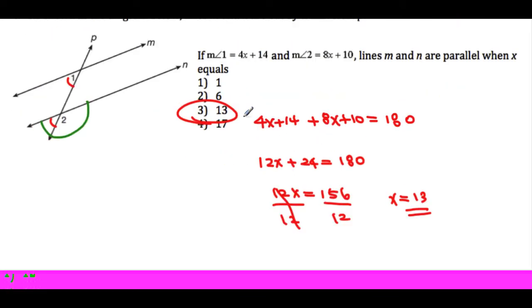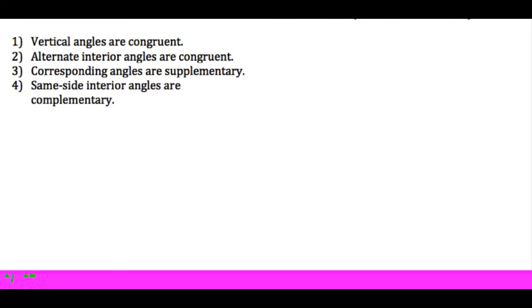All right. Number 5, a transversal intersects two lines. Which condition makes sure that the two lines are parallel? Yes, I understand that vertical angles are congruent, but that doesn't prove that the lines are parallel. We have to show that alternate interior angles are congruent, choice 2. The reason why number 3 is wrong is that corresponding angles are not necessarily supplementary; in fact, they are congruent. And same side interior angles are not complementary, but supplementary. So these are wrong.